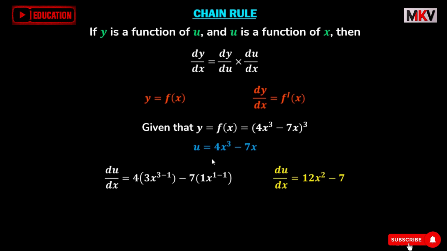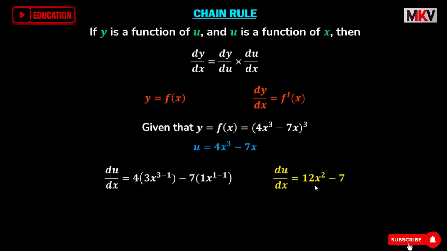Now we are applying differentiation here. We take 4x cubed: we separate the 4 from the variable, then we bring the 3 in front of the variable and subtract 1 from the exponent, as we know in differentiation. Then we differentiate the second term of u, which is 7x, so we have 7 times 1x, then we subtract 1 from the exponent. After finding the derivative of u, du/dx is equal to 12x squared plus 7.